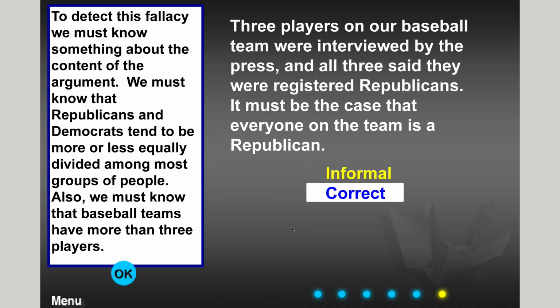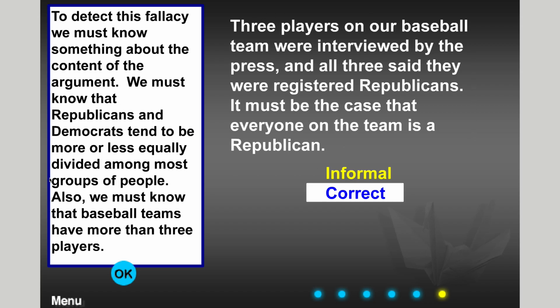But to detect this fallacy, we must know, as the screen says, something about the content. We must know that Republicans and Democrats tend to be more or less equally divided amongst most groups of people. I don't think that's really what's at issue here. I think it's just a hasty generalization. One could imagine that in a very red state, as we say, that is a state that votes Republican, we might have a team full of that. That's not the reasoning here. It's just the quick move from three to generalize for 15 people. Okay, that's the problem here.